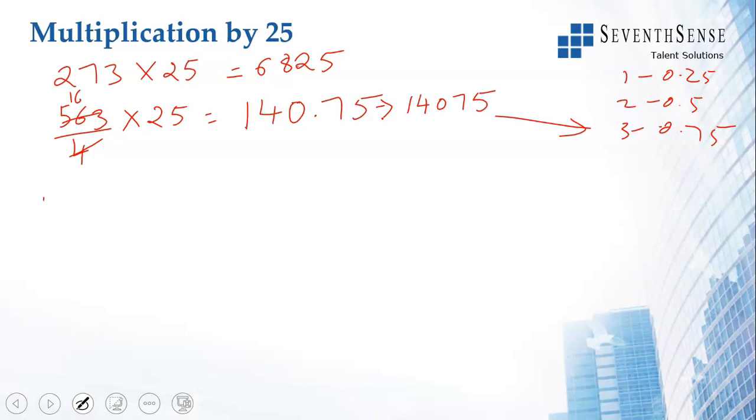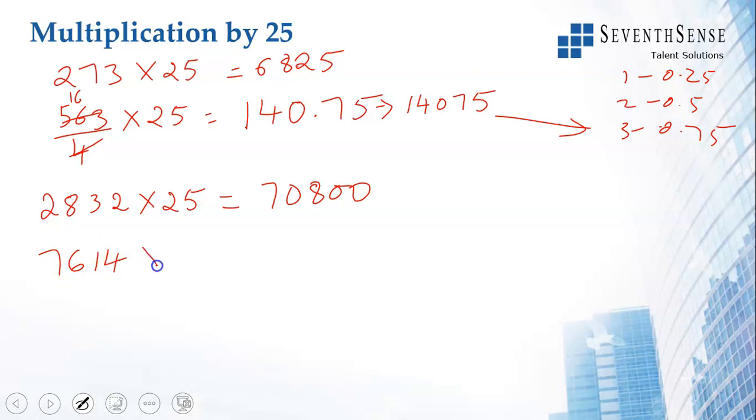Let's look at some 4-digit numbers. So 2832 into 25. I divide 2832 by 4, which gives 708, and then add 2 zeros. We take 7614 into 25. You divide this by 4. 7 divided by 4 is 1, 3 is the remainder. 36 is 9. 14 means 3, and then 2 is the remainder, which is 50. So your answer is 190350.